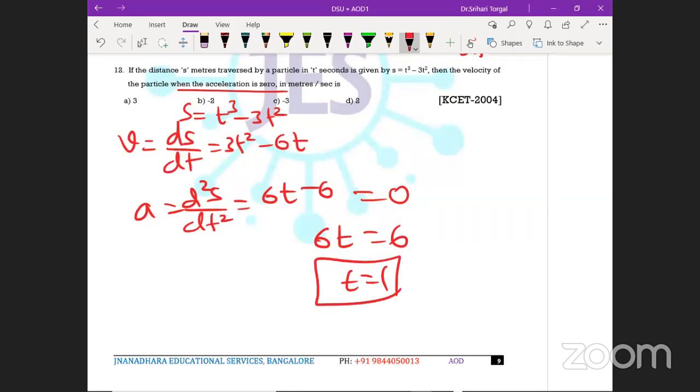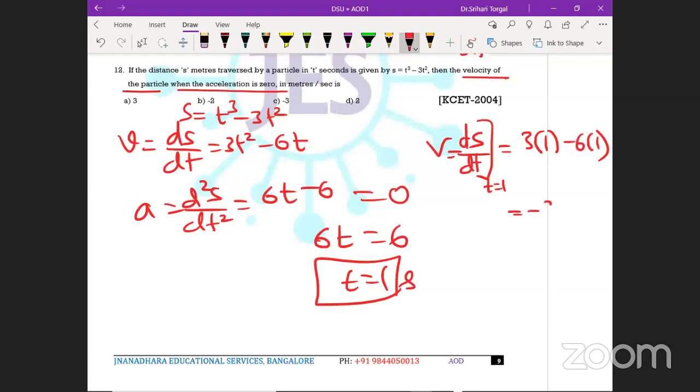Time taken by the particle, that is 1 second. Now, if you are interested in calculating the velocity of the particle, in velocity, that is ds by dt, you can take ds by dt also, right? At t is equal to 1, that is 3 into 1 minus 6 into 1. Answer is minus 3. C is the right answer.